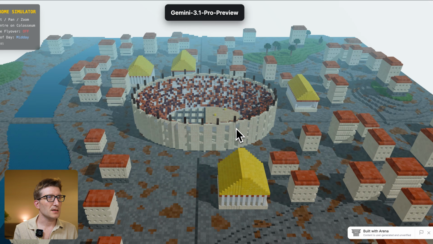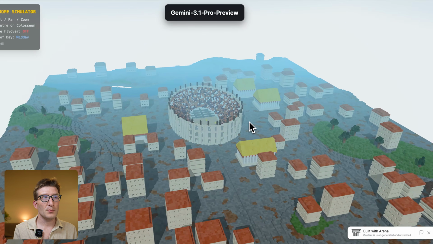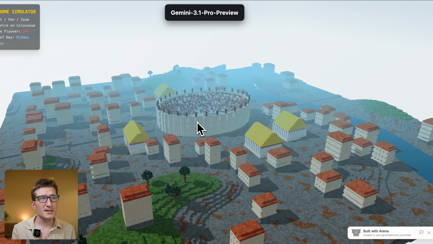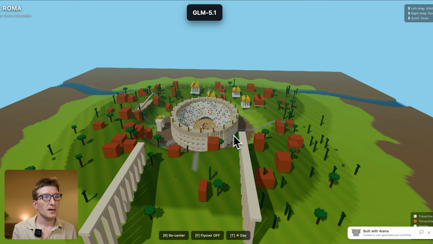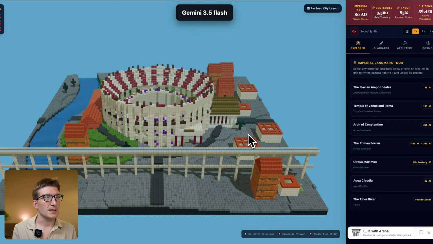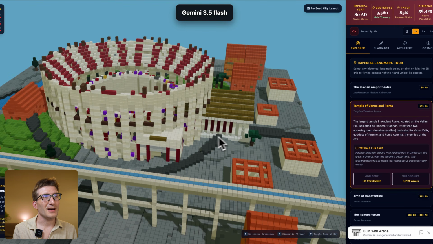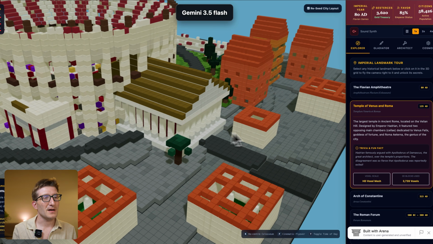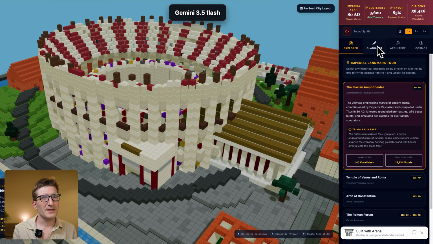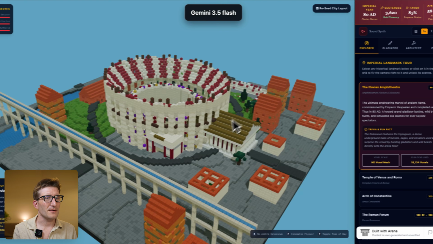Oops, let's skip that one. Gemini 3.1, I think quite a good generation from Gemini, and GLM 5.1. And in here, yeah, we've got the Gemini 3.5 Flash, which very aggressively builds a bunch of other stuff.